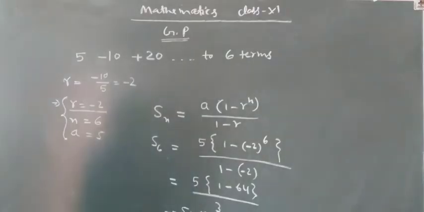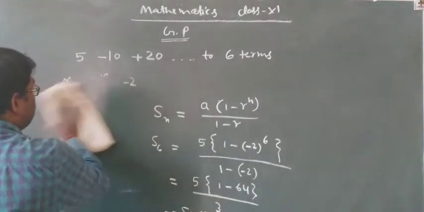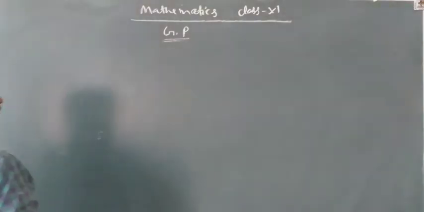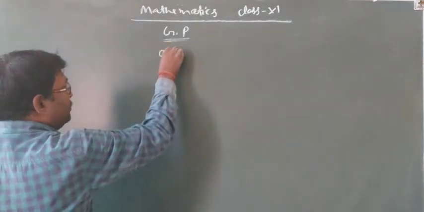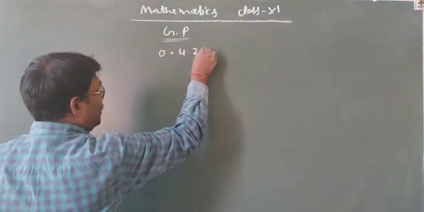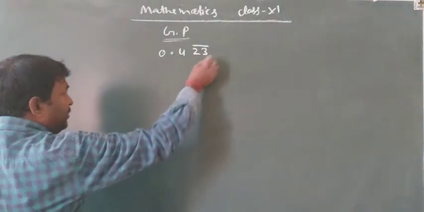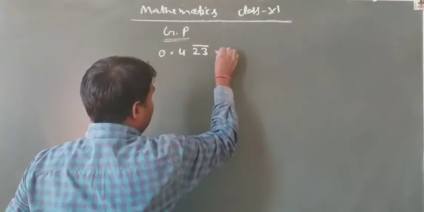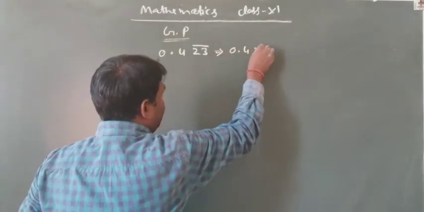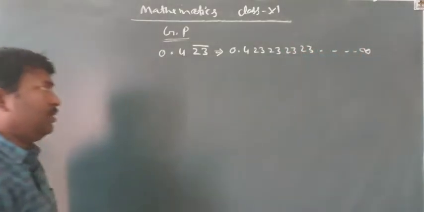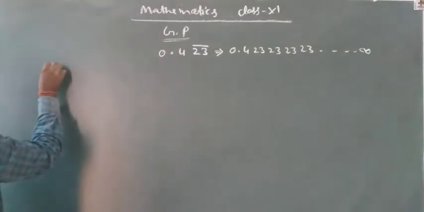Now another question: find the value of 0.423 with a bar. If you have a bar on some numbers, that means these numbers are repeating. It implies that you can write 0.4, 23, 23, 23, 23 and so on up to infinity. So this you can write as a series.